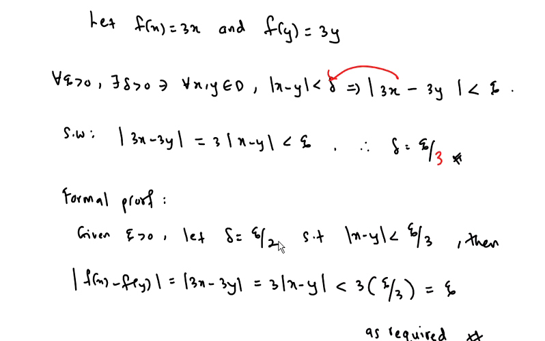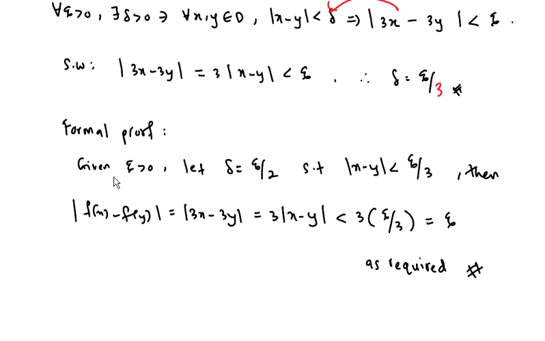Okay, so next we can do the formal proof. Given epsilon greater than 0, we let delta equal epsilon over 3, such that |x minus y| less than delta, which is epsilon over 3, then |fx minus fy| equals epsilon as required.